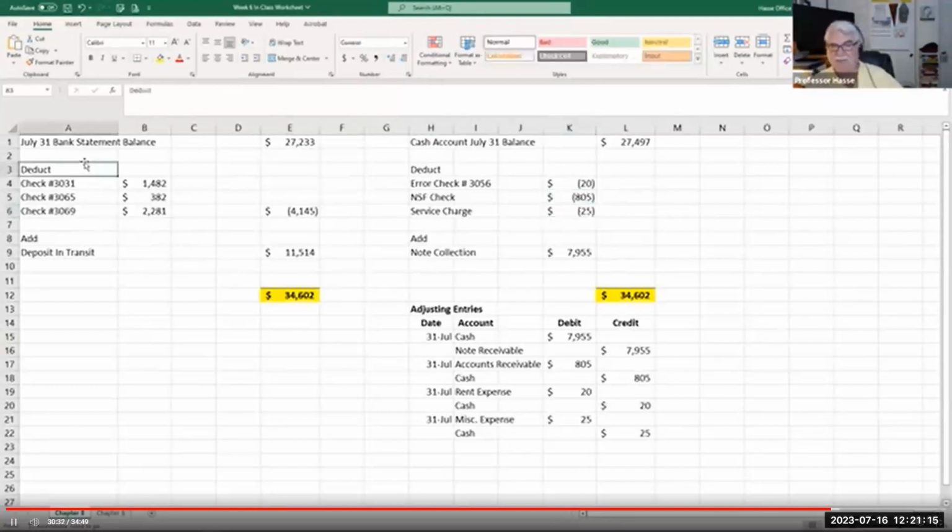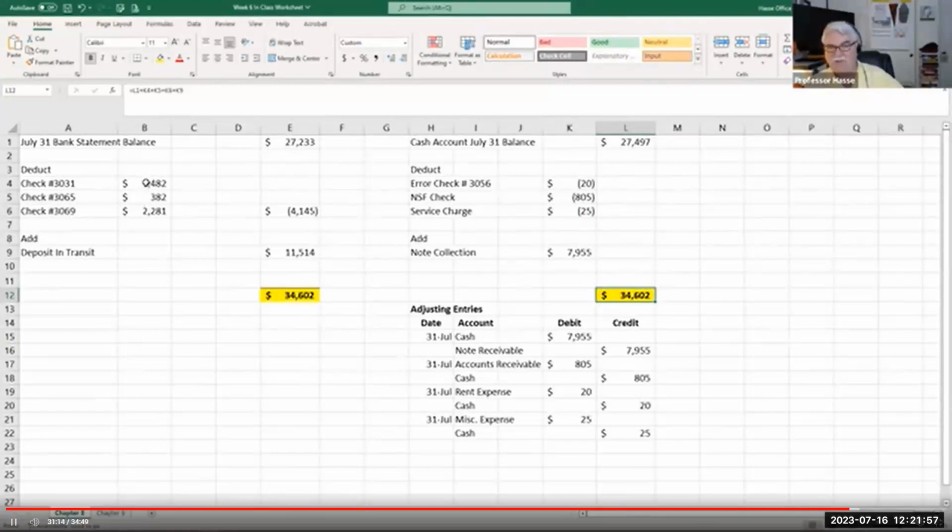Also, we saw in the bank statement that the bank collected a note for us for $7,955. We didn't know about that until we saw it on the bank statement, so we have to add $7,955 to our balance. And look what happens. We subtract the error of the check. We subtract the bad check. We subtract the bank service charge. We add back in the note, and look what happens. We now are balanced. This is now called a reconciled account. The cash balance reconciles to the bank balance.